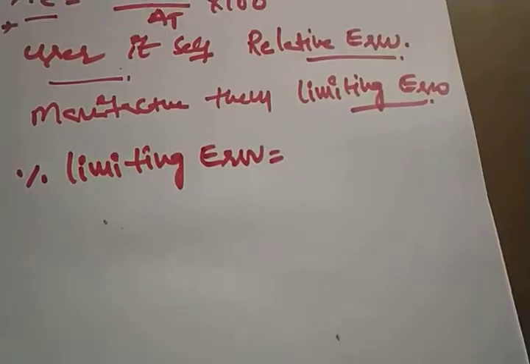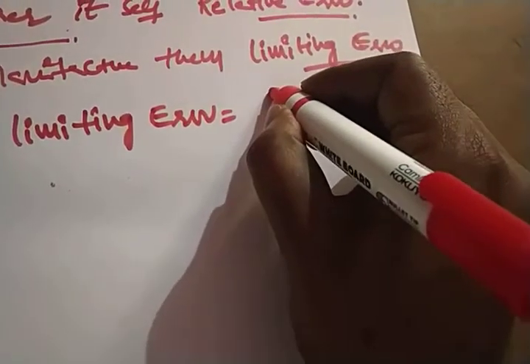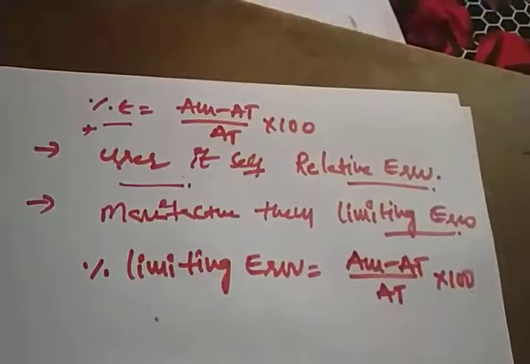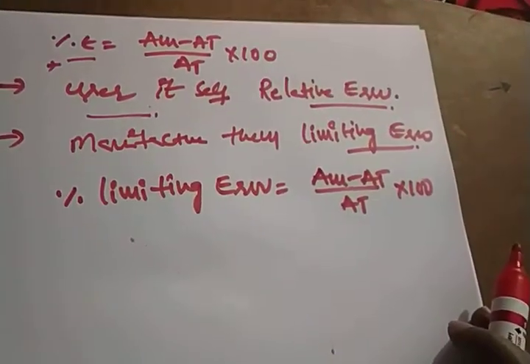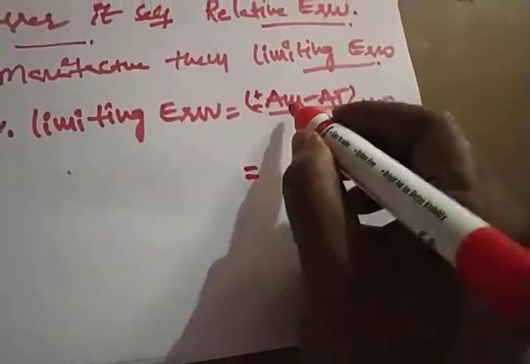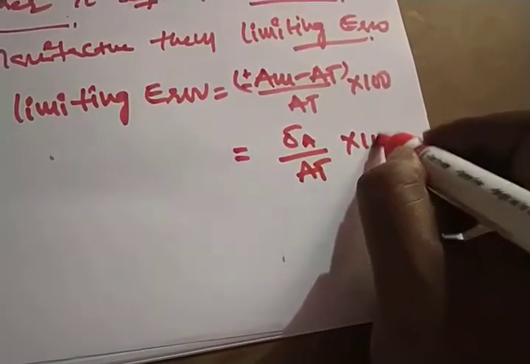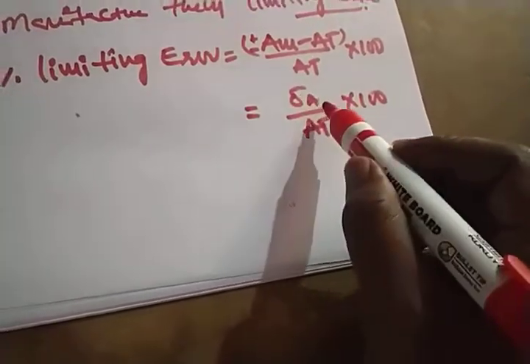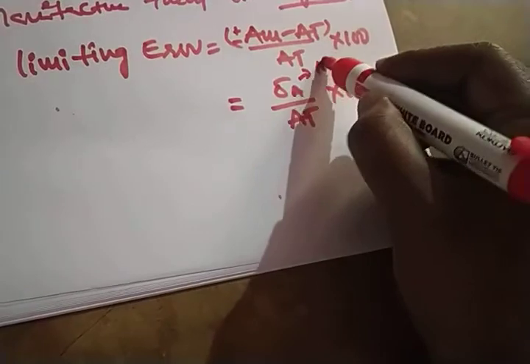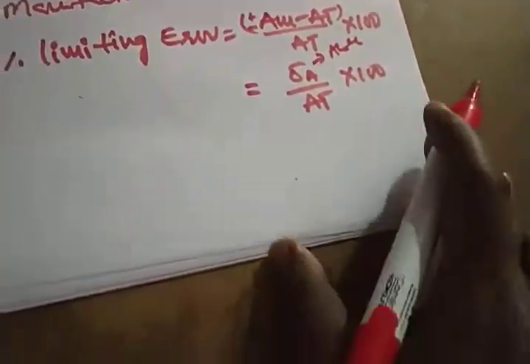Percentage epsilon is given by the manufacturer itself. So what is that error? (AM minus AT) by AT into 100. Same. But the same error, if it is defined by the manufacturer, then it is called percentage limiting error. So this is plus or minus, right? So what is this AM minus AT? We can call it delta A by AT into 100. Right? So percentage limiting error is equal to delta A, what is delta A? Delta A is nothing but absolute error, by true value into 100.